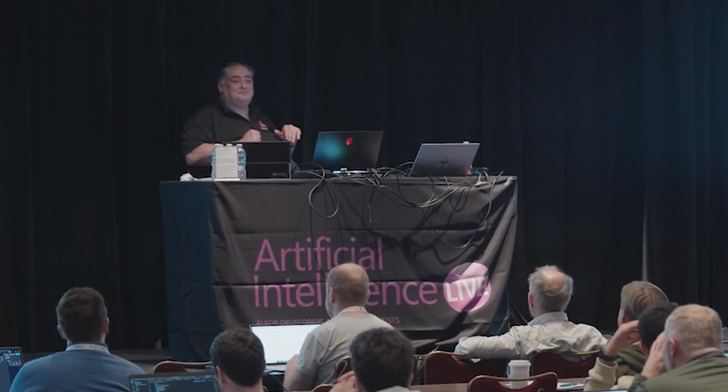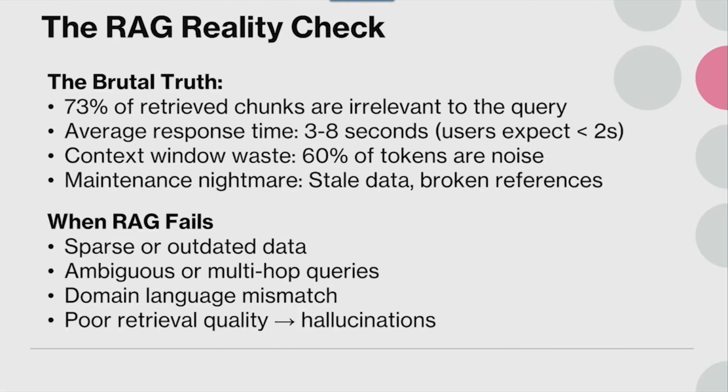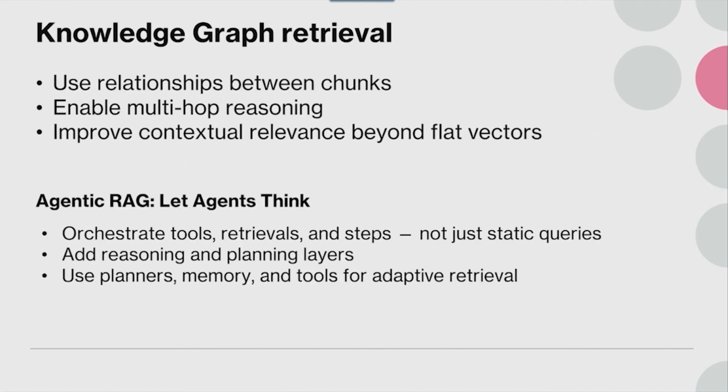Make sense? So when RAG fails: sparse and outdated data, ambiguous or multiple hop queries, domain language mismatch, poor retrieval quality, which is the hallucination, it can definitely happen.